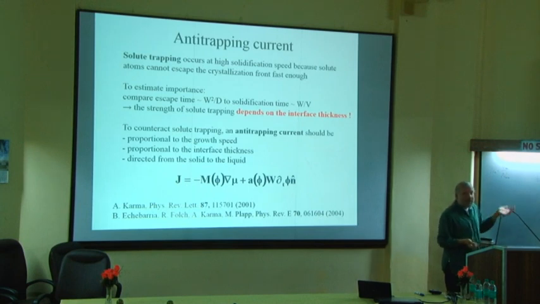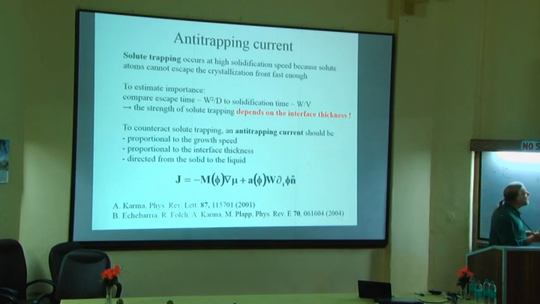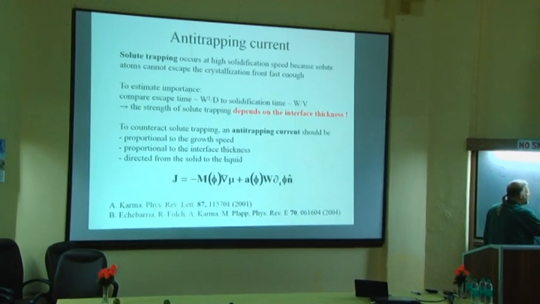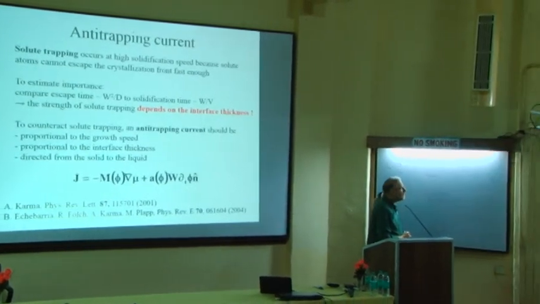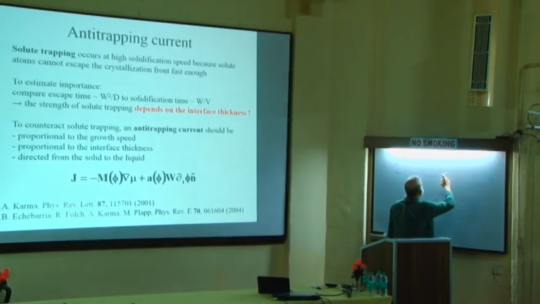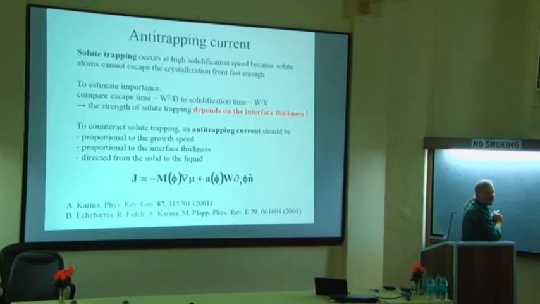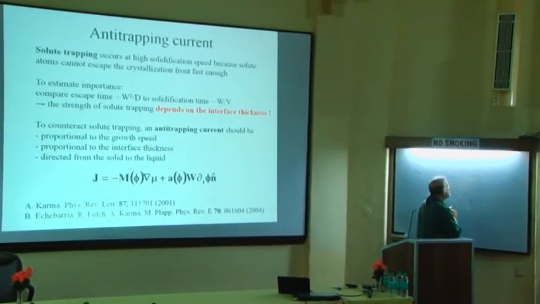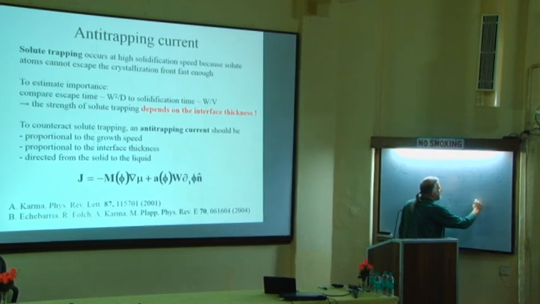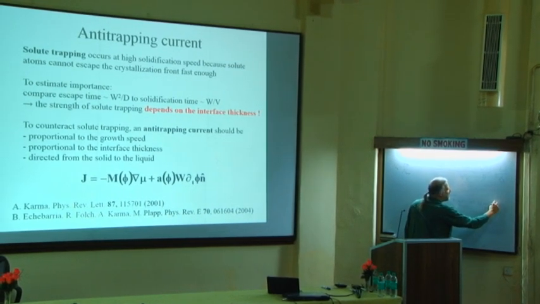And just to give you an order of magnitude, if I take an interface width of 1 nanometer, and if I take a diffusion coefficient of 10 to the minus 9 meters squared per second, then you see that in order to have these relaxation times the same, it's sufficient to have a velocity of 1 meter per second.